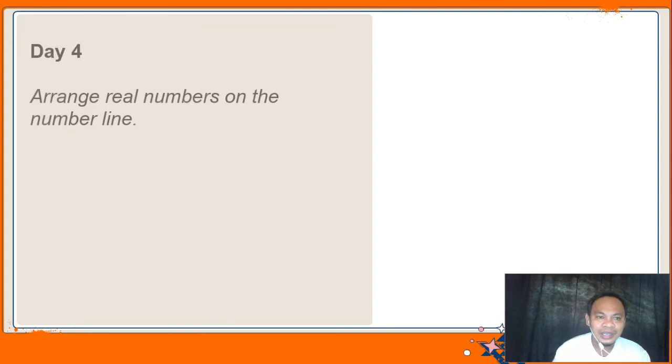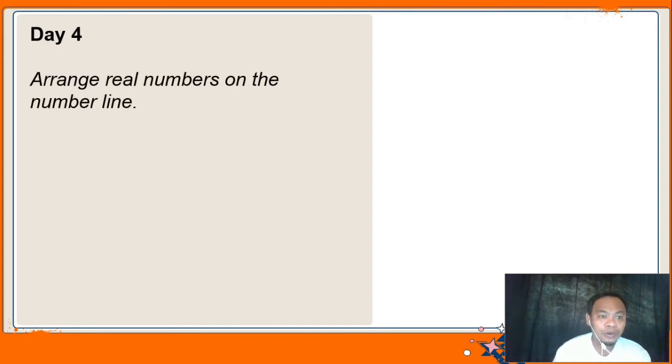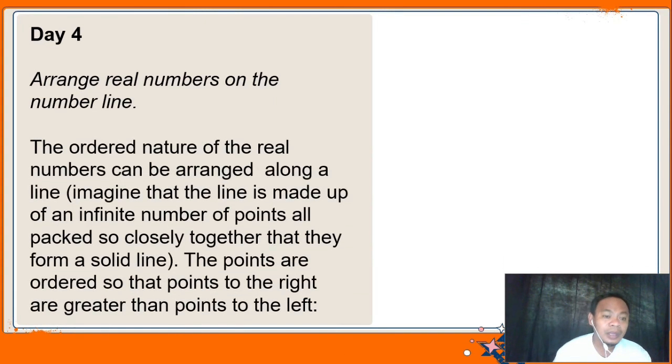Okay. So, let's go to our day 4. Arrange real numbers on the number line. The ordered nature of the real numbers can be arranged along a line. Okay, yung number line po natin is yung ating point of origin is 0. At lahat ng numbers going to right are all positive, and lahat ng numbers going to left are all negative.